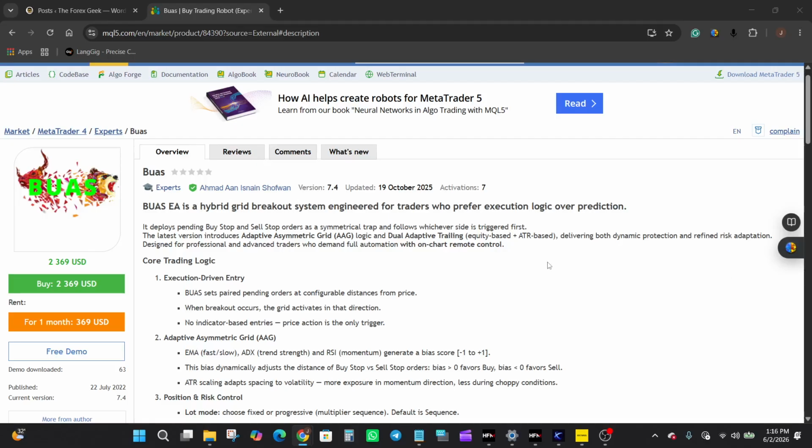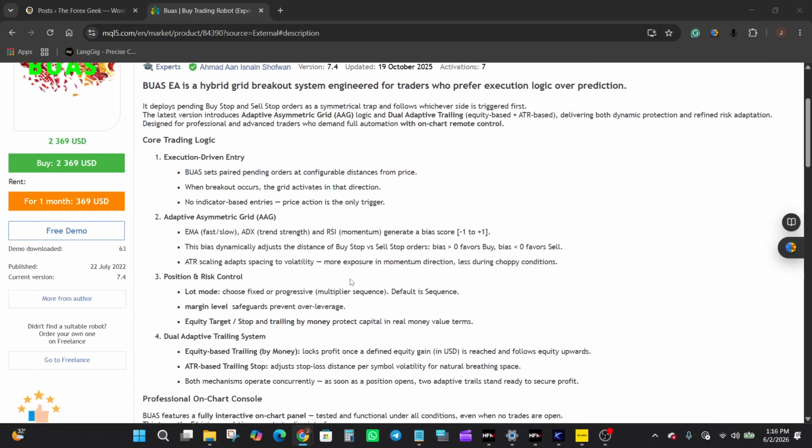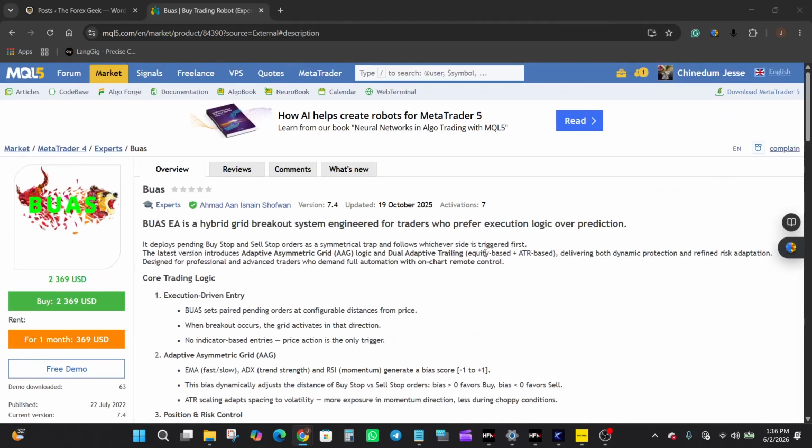All right, on my screen right now, I am on the MQL5 Marketplace page for the BUAS EA developed by Ahmad and Isnain Shofwan. From what I can see here, this is a MetaTrader expert advisor, but the listing itself doesn't clearly specify if there is an MT5 version, but obviously we can see that this is the MT4 version of the expert advisor.